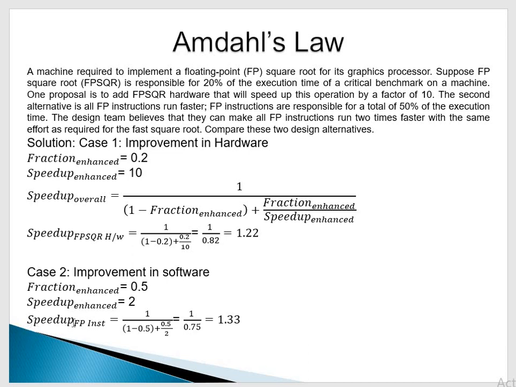Again we calculate the speedup for the floating point instructions. After putting in the given values, we get 1.33. So what does it mean? Which approach gives us the better result? The second one. Why is the second case better than the first case? Because the frequency of occurrence of floating point instructions is high, it is 50%, so we get better performance if we enhance the floating point instructions.